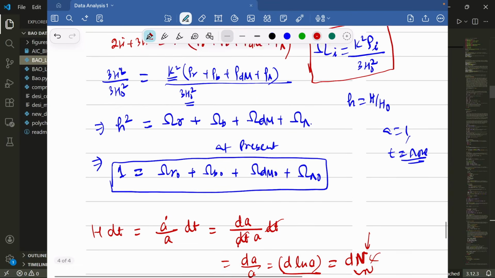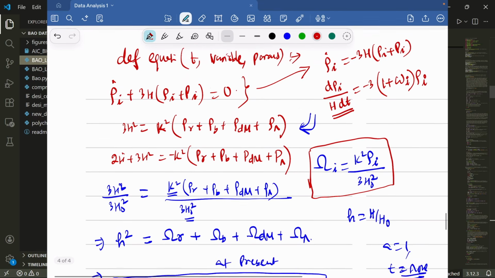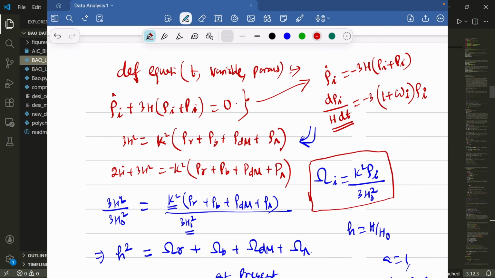Okay, so everything I will express in terms of log of a. So I will find the solution d rho by dt in terms of dN. So d rho_i by dN is equal to minus 3 rho_i (1 plus omega_i). This is the structure of our first order differential equation.